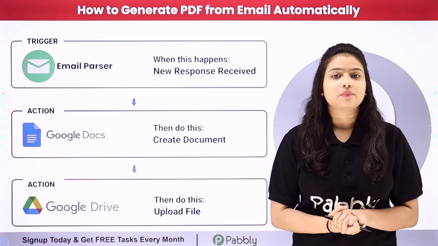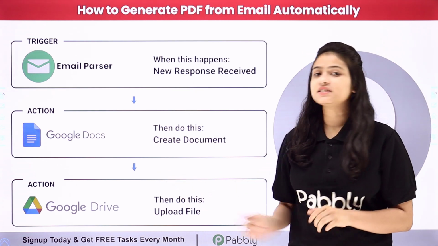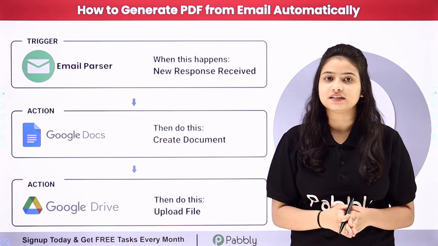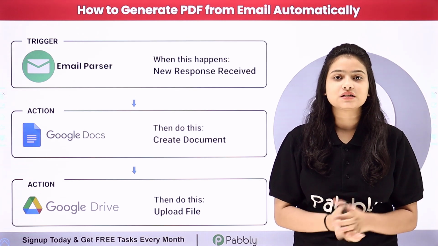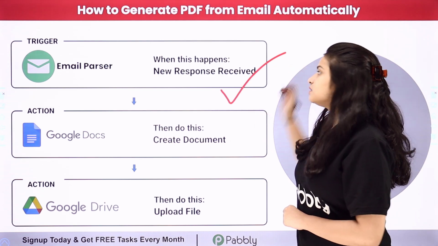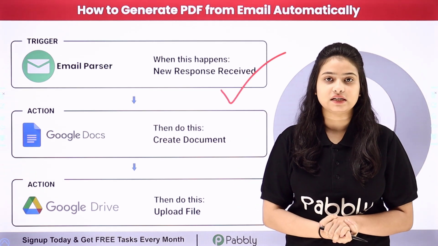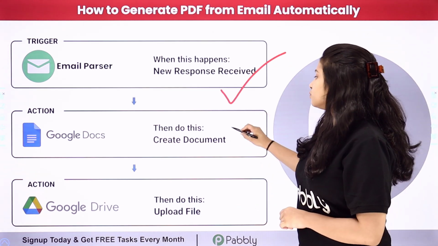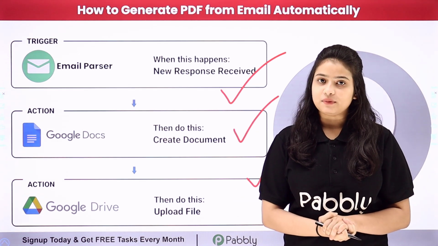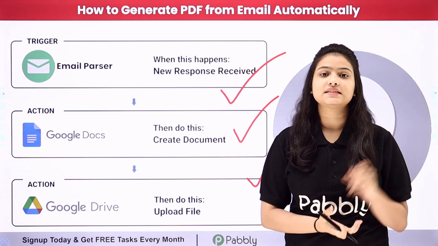For this, we will have to set up a connection between all these applications, and we are going to do that without any coding or programming skills with the help of Pabbly Connect. Pabbly Connect works on two principles, trigger and action. In trigger, first of all, we are going to take email parser to capture the email responses in Pabbly Connect, and then in action, we are going to take Google Docs and Google Drive, and we are going to set up a connection between all these applications to automate this entire process step by step.